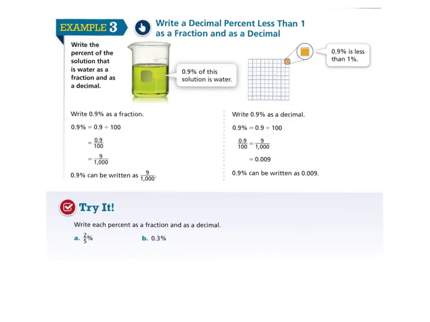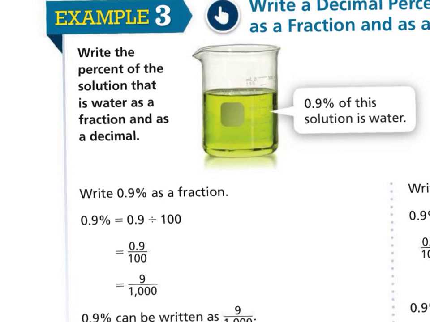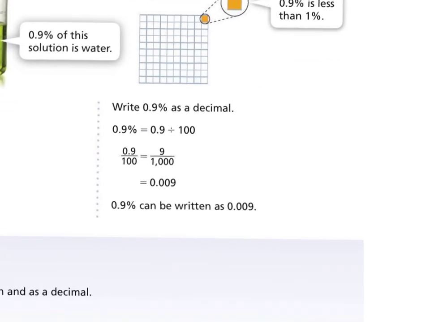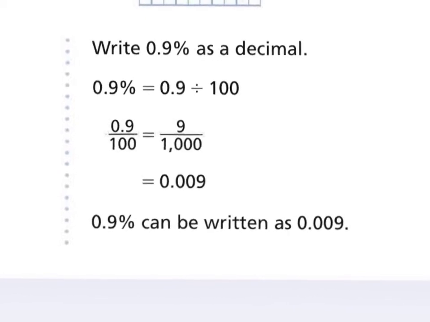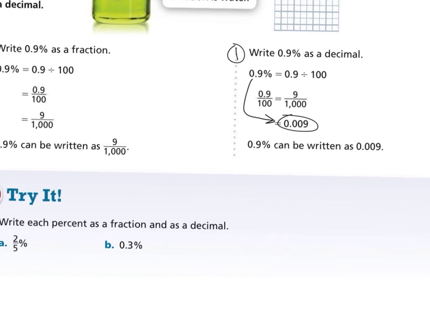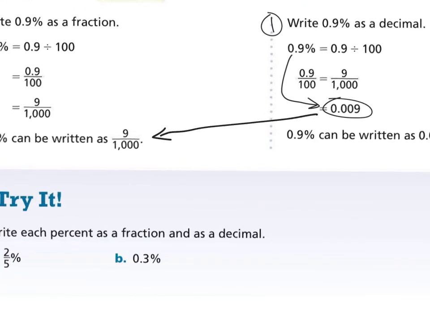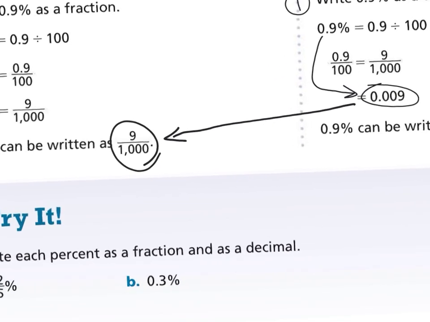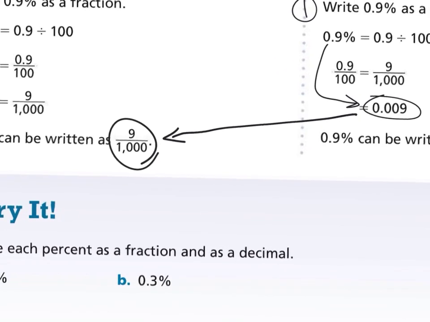To look at example 3, write the percent of the solution that is water as a fraction and as a decimal. So we got 0.9%. Once again, I'm going to go with the decimal first. I'm going to do this first, even though that's not really how the book's going about it. 0.9%, if you just move your decimal 2 spots to the left, that would be 9 thousandths. And then guess what? If we have that decimal, then our fraction is going to be 9 thousandths. Our fraction's already given basically by our decimal. It's just a matter of if we have to reduce it or not.